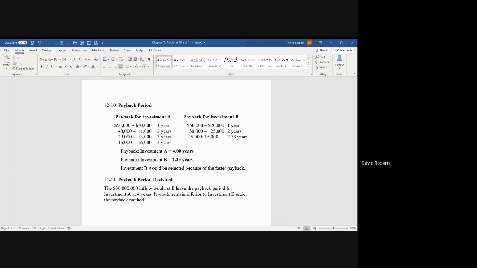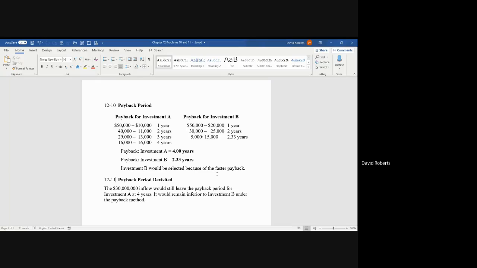Now, in problem number 12-11, you can see that the additional funds for investment A, the 30,000, it doesn't matter. Anything past year 4 is irrelevant for investment A. Anything past year 2.33 is irrelevant for B.